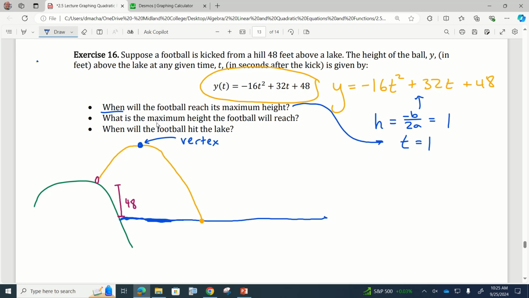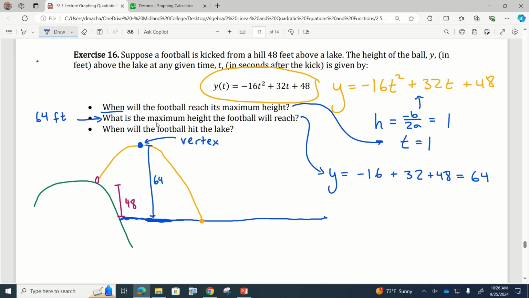The second question says, what is the maximum height that the football is going to reach? And to find that, I'm just going to plug in t equals 1 into my function, right? So negative 16 times 1 squared plus 32 times 1 plus 48. So the maximum height the ball is going to reach is just 64 feet above the surface of the lake. In other words, this height is 64.